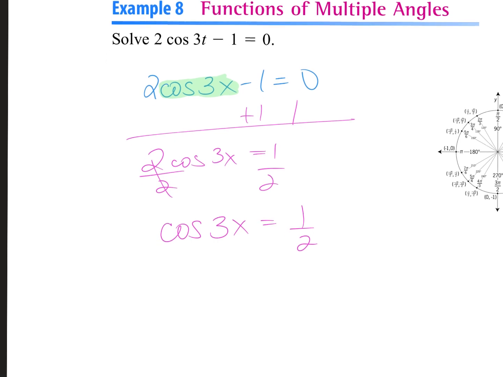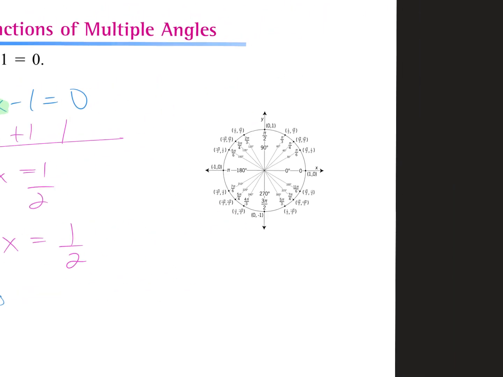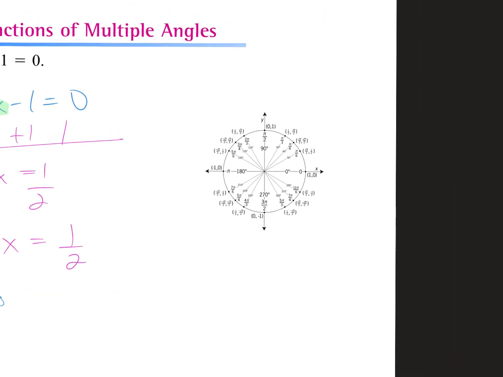What does cosine mean? X values. So we're going to look on the unit circle where my x values are 1/2. So where are they? 5 pi over 3 and pi over 3.